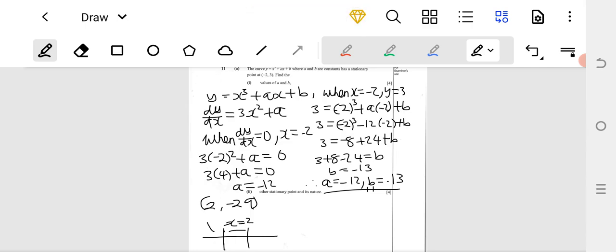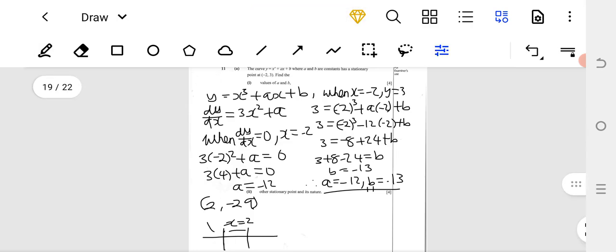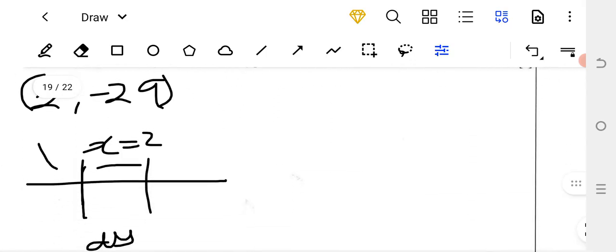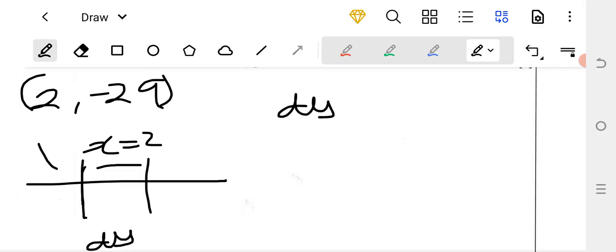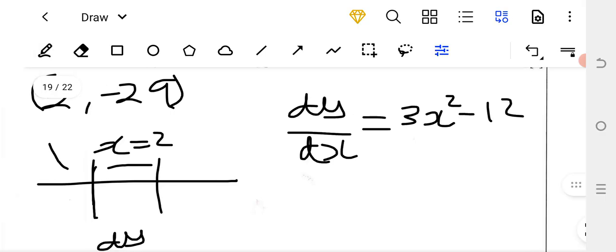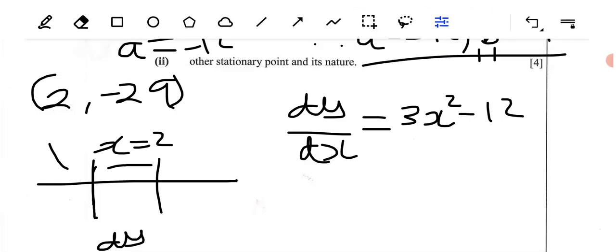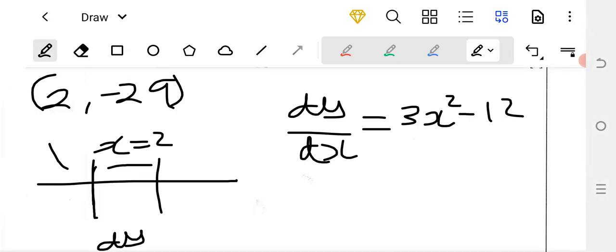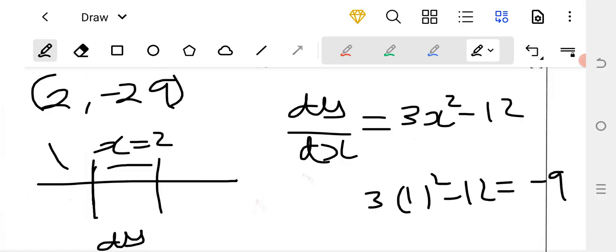Alright, so we are supposed to substitute in our dy dx. So you need to remember your dy dx. Your dy dx is equal to what? It's 3x squared minus 12. So if we substitute a positive 1 here, we are going to have 3 multiplied by 1 squared minus 12, which is 3 minus 12, negative 9. So it's giving you a negative slant like that.